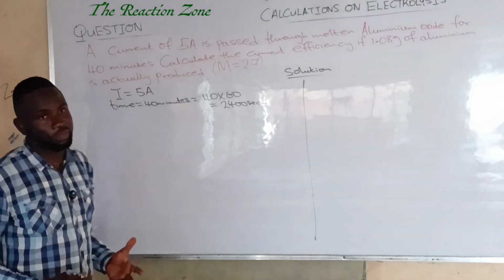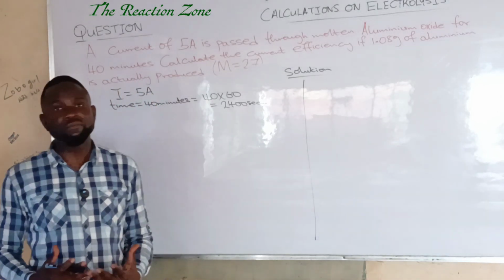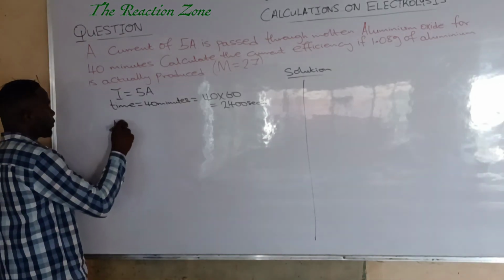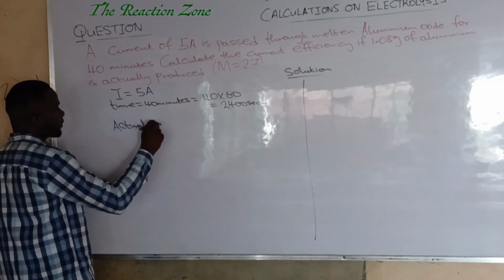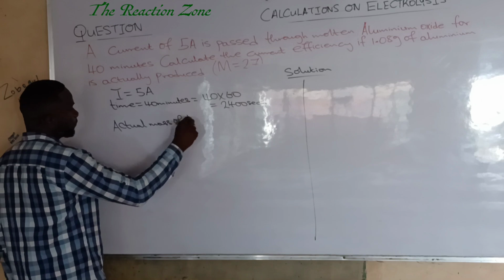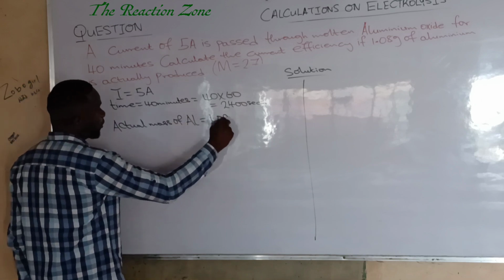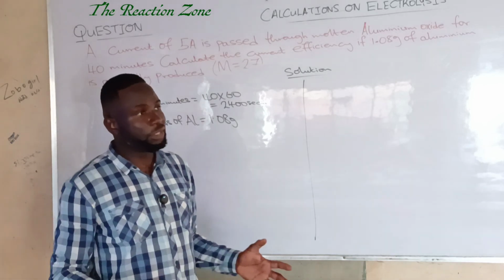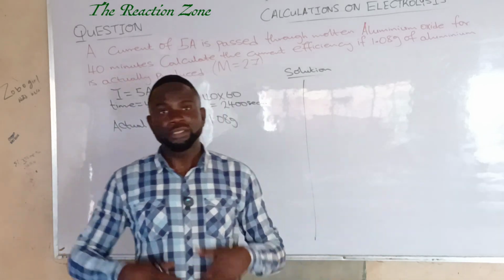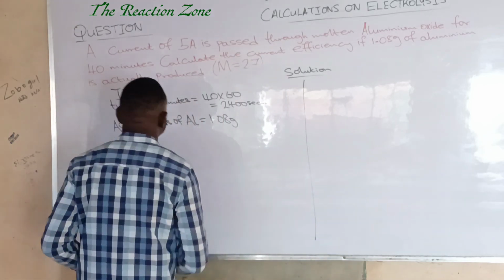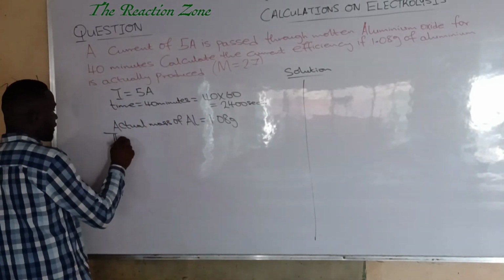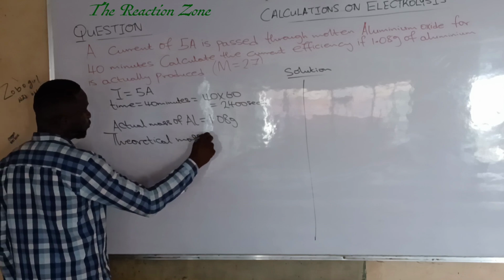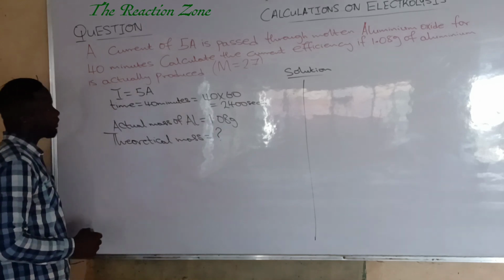1.08 grams of aluminium in this question represents the actual mass of aluminium that is produced. So, the actual mass of aluminium is 1.08 grams. But to find the current efficiency, we don't just need the actual mass, we need the theoretical mass. So, it means that we need to get the theoretical mass as well, which we do not know at the moment.